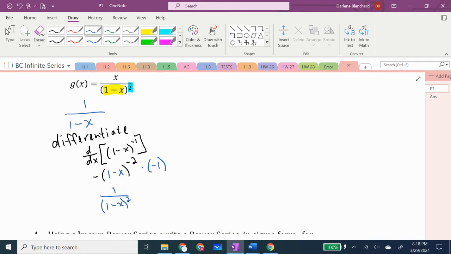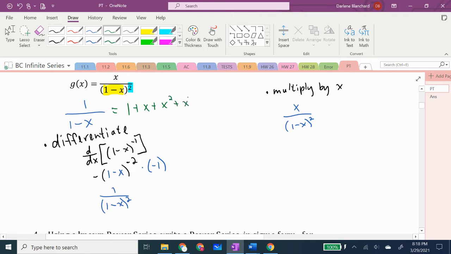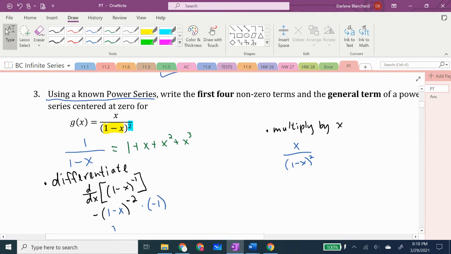And that was just in one step differentiating the original power series. After I do that, my next step will be multiply by x. And when I do that, my function will become what I was intending it to become. So I've got 2 steps to do. I'm going to start with 1 plus x, and so on. I should probably check what I'm asked for. First 4 non-zero terms and the general term.